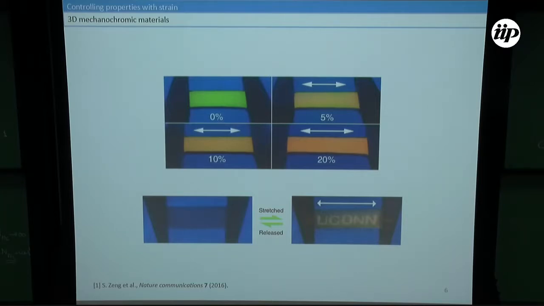Still in the 3D world, you can find other examples of this kind of controlling properties with strain. For example, this is a more recent work on something they call mechanochromic. For example, in the top part, you have some fluorescent material, and you shine some ultraviolet light. Then depending on how much strain you apply to the material, you can get different fluorescent responses. You can also make it opaque or transparent, depending on the strain that you apply to the material.